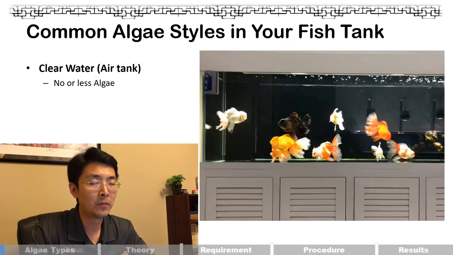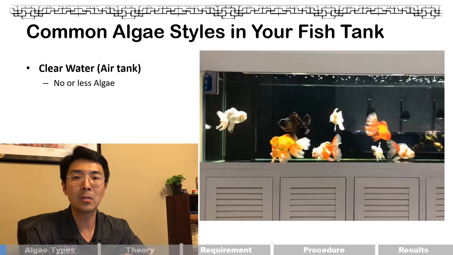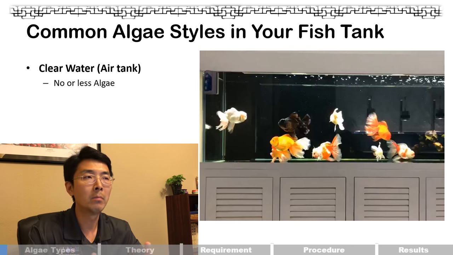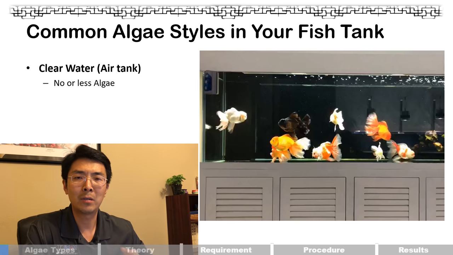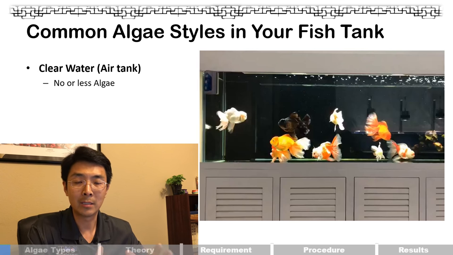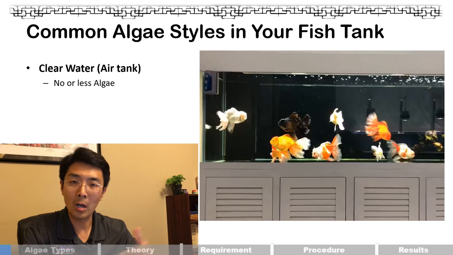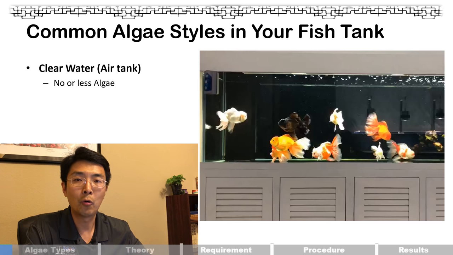Let's go ahead. Before we talk about how to create the green carpet algae, my style is always, let's step back. Let's look at what are those common algae styles in your goldfish tank. To be honest with you, there are about 13 to 20 different types of algae in your goldfish tank, whether you see them or not. I'm not gonna go through all of these algae types. I'm gonna talk about probably four common algae styles in your tank.